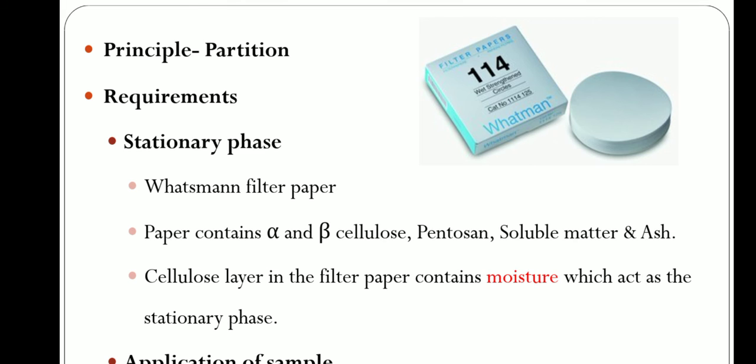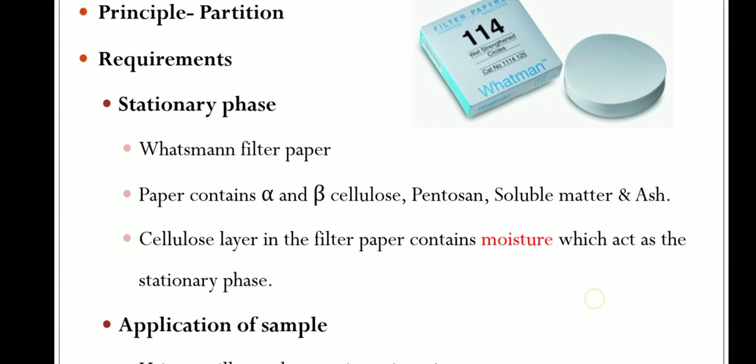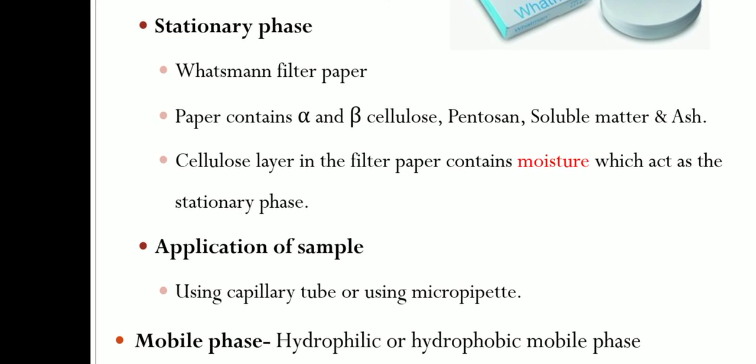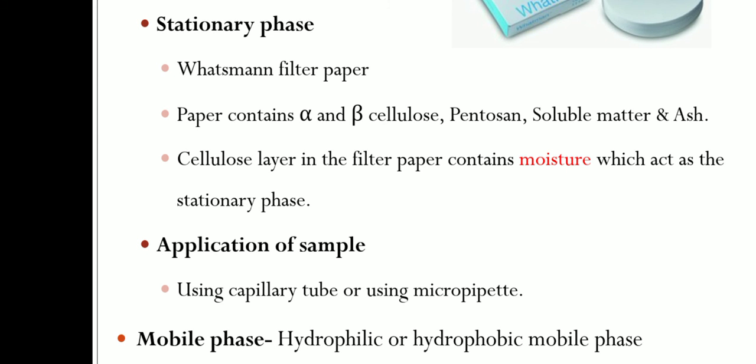Cellulose has the capacity to absorb moisture, so upon atmospheric exposure it absorbs moisture, and the moisture present in the cellulose layer acts as the stationary phase. That is the stationary phase. So the moisture present in the Whatman filter paper acts as the stationary phase. And next, application of sample.